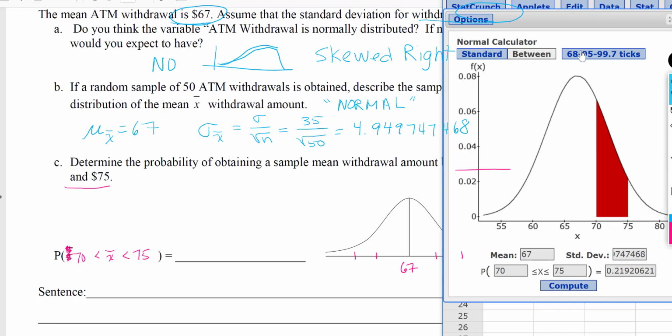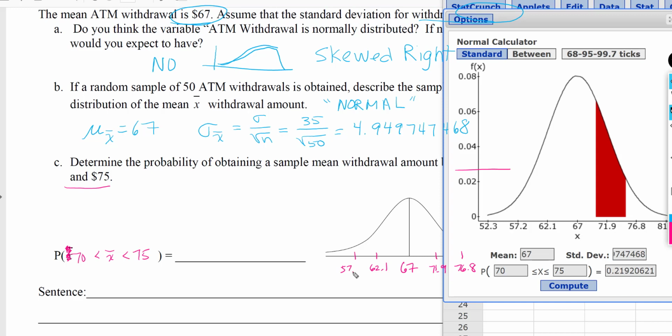Also, if we hit the 68, 95, 97 tick marks, remember it does the standard deviations as well. Filling in our curve here, it's 67, then 71.9, 76.8, and then on the other side 62.1 and 57.2. And the mean's between $70 and $75. So we'll go ahead and label that here.